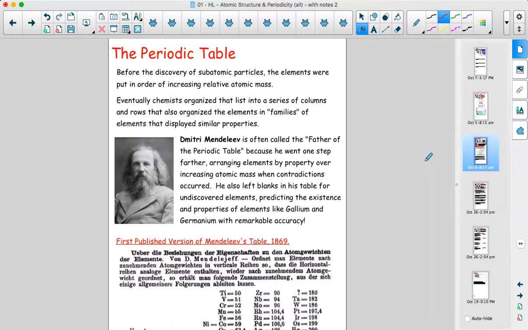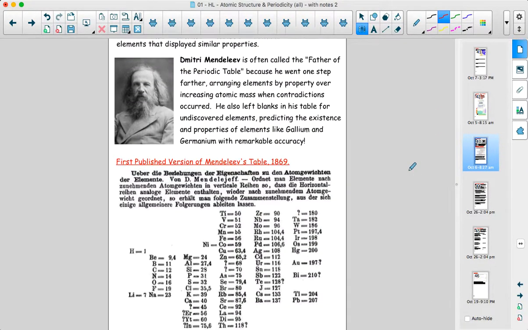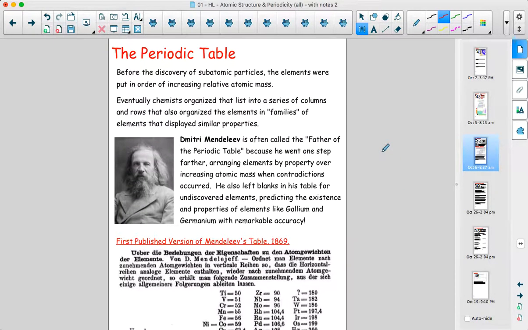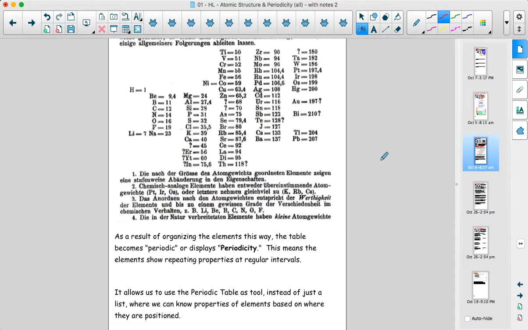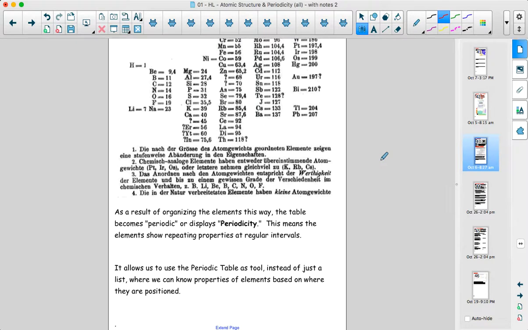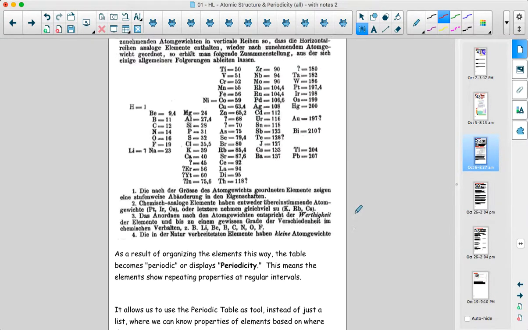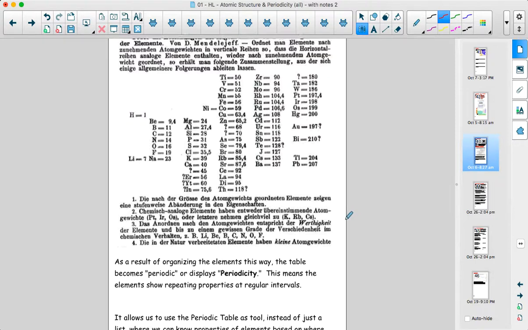Now, the foundation for our modern periodic table was laid down by a guy named Dmitry Mendeleev, who wasn't the first person to notice that there were some patterns that could be observed in the elements, but he formalized it and put a lot of the current rows and columns into place in his original version of the periodic table in 1869.